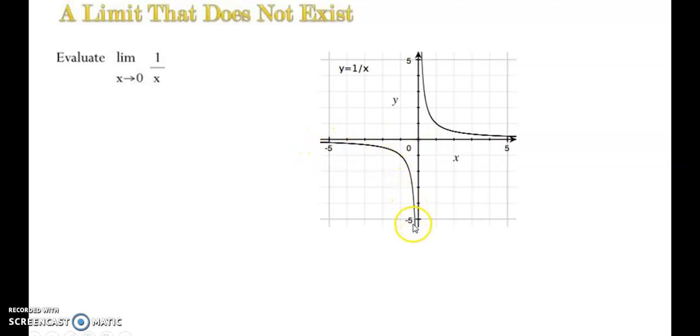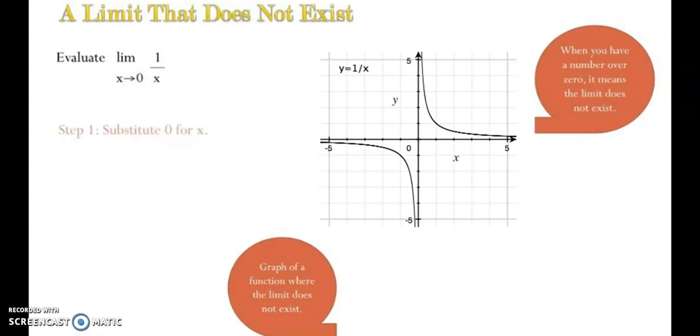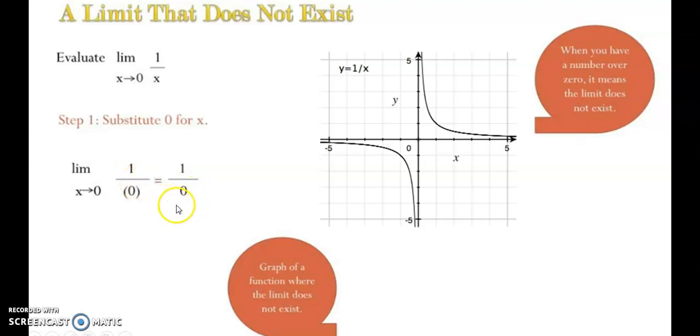And when you approach the same point, x equals 0, from the right hand side, you can see that the output will be positive infinity. So it is clear that the left hand limit and right hand limit of this function are not equal. So your limit will not exist. And when you have a number over 0, it means the limit does not exist. If you put the value of x as 0, you can see that it is not defined. So you will say the limit does not exist.